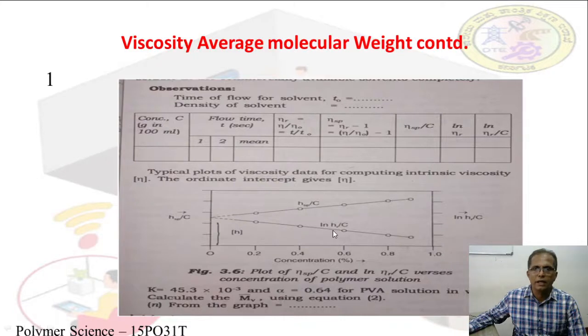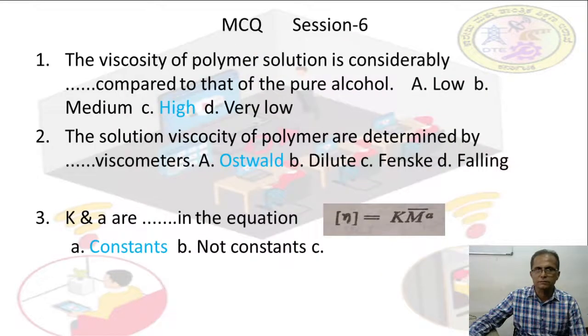that is concentration versus ln eta r divided by concentration, that is the last column. The values of this and the values of this versus the concentration are plotted, and we are going to get two straight lines. We have to extrapolate these two lines onto the y-axis, and we have to measure from 0 the coordinate of this up to this point. So we will get the value of eta inherent.